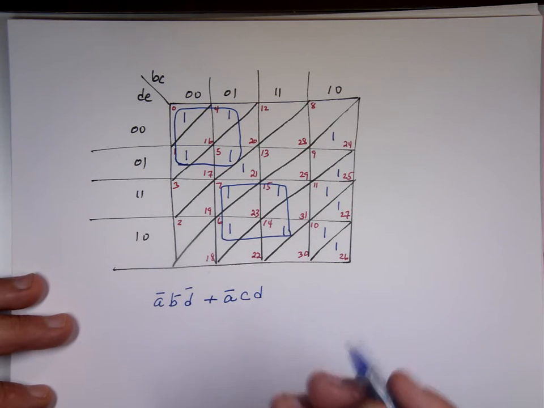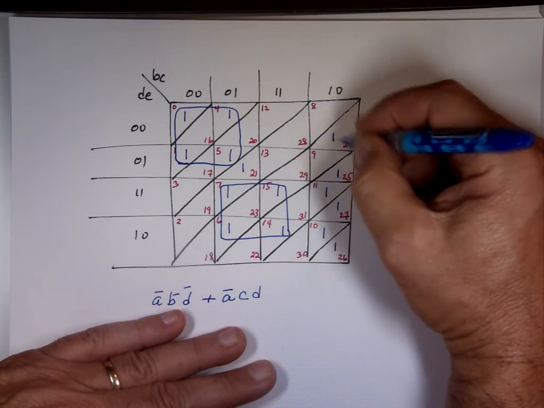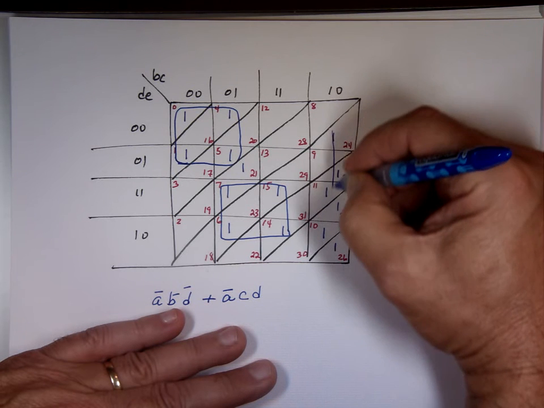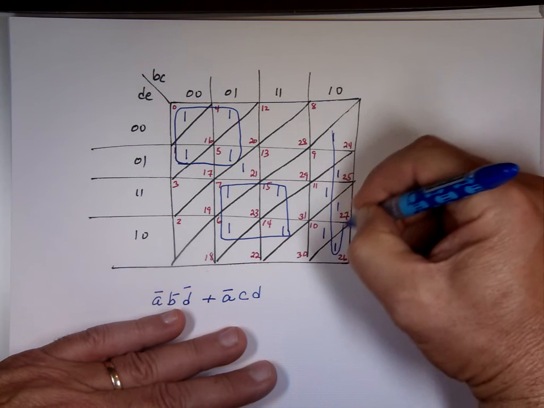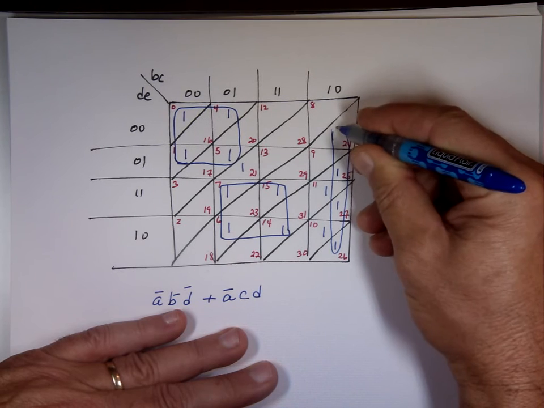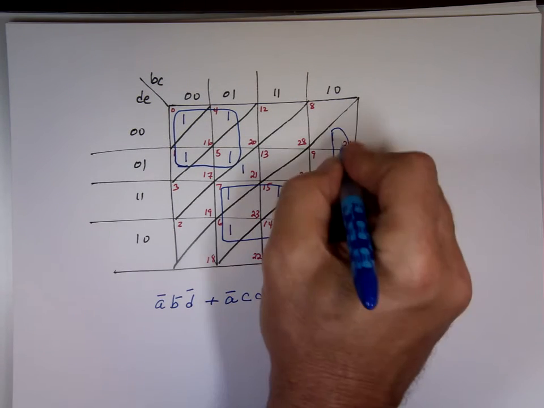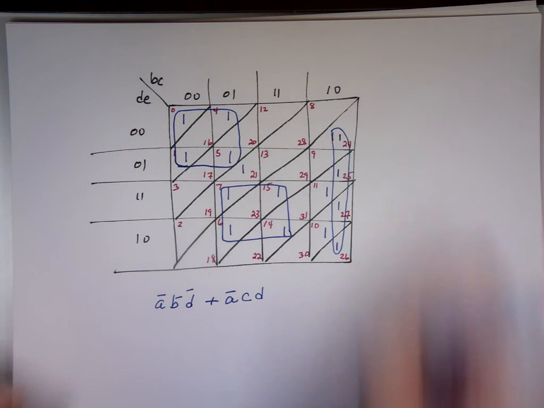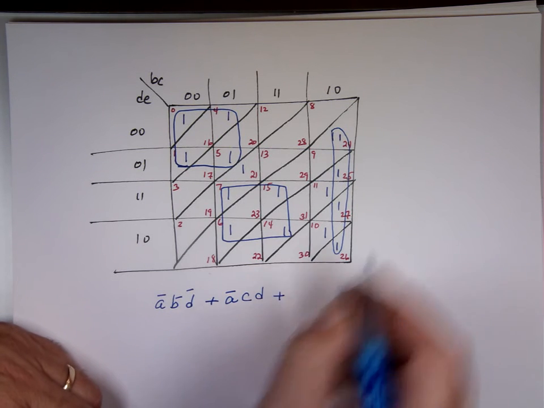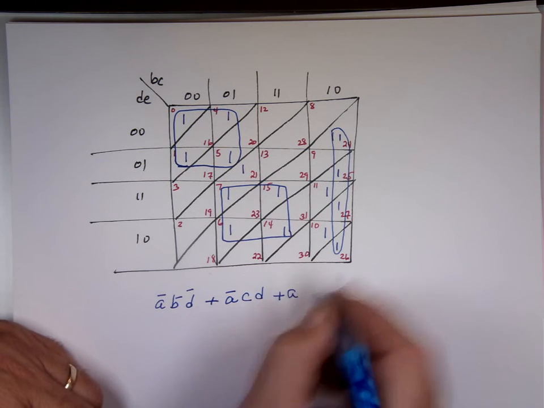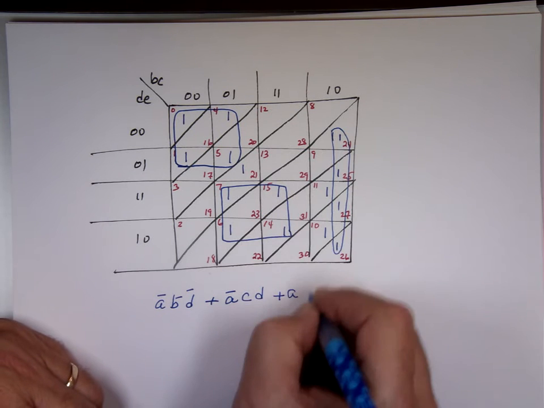So to get the bottom 2 here, I need to group these 4. I have to. To get that 1 up there. There's a 1 here. So to get that, I need to group the bottom 4. So that will be what? A is 1. B is 1. C is 0.